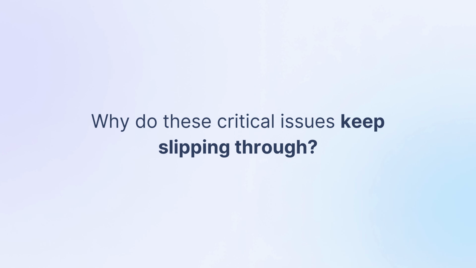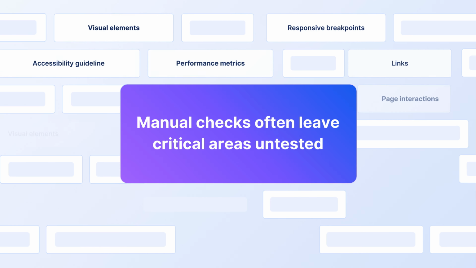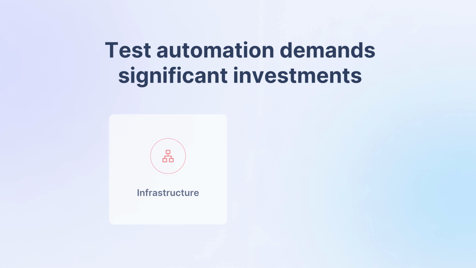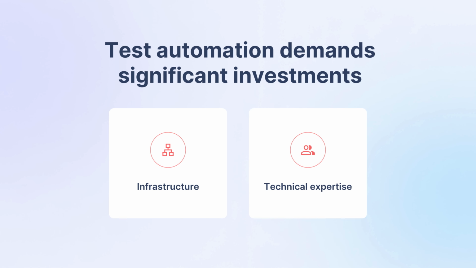Why do these critical issues keep slipping through? It comes down to 2 fundamental reasons. Most teams manually check websites for these issues, but manual checks often leave critical areas untested. Comprehensively testing every component across a site can become time-consuming and tedious as your website scales. On the other hand, test automation is valuable, but it demands significant investments in infrastructure and the technical expertise to set up. For many teams, this is not feasible.